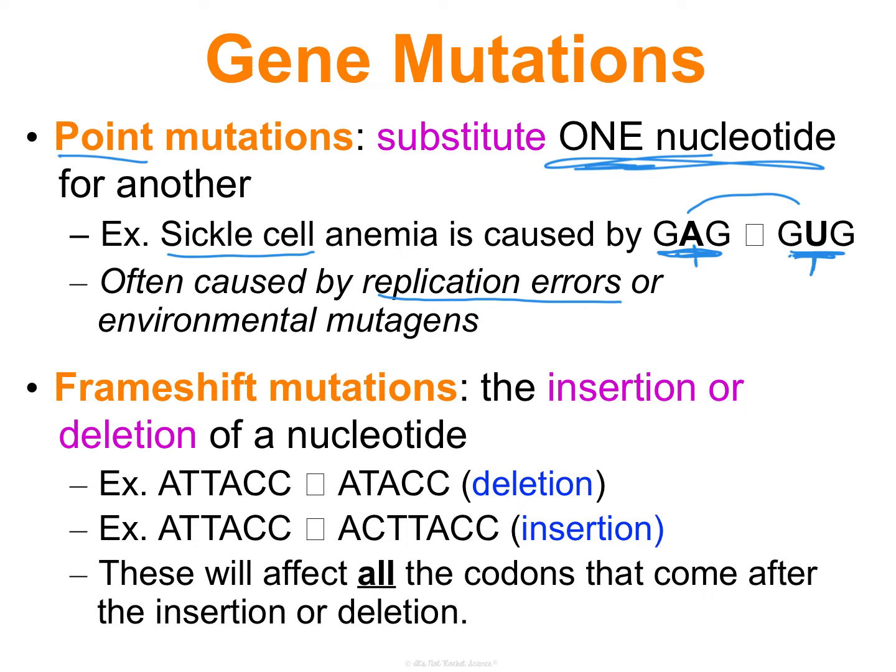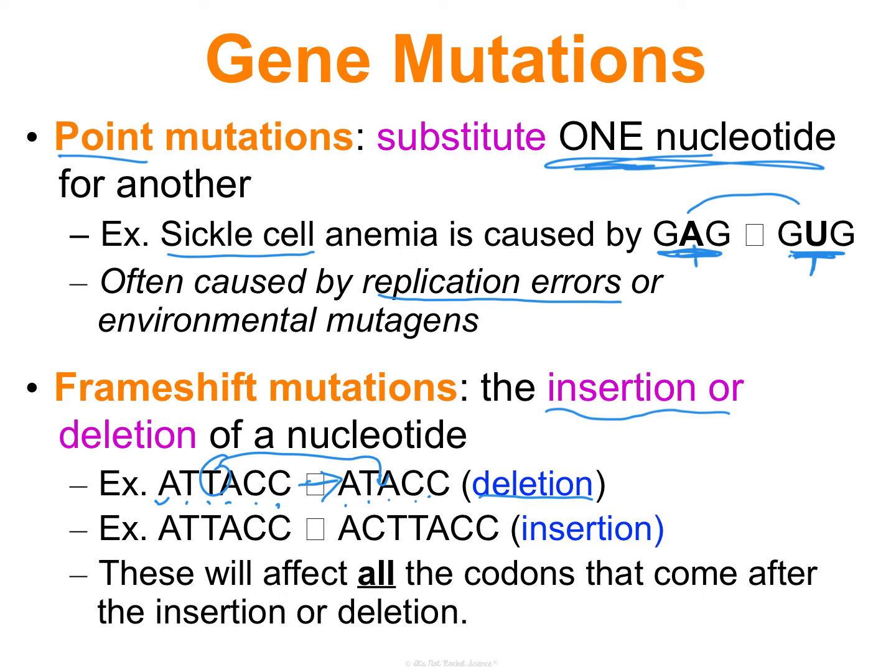Now, frameshift mutations, that's when we have a letter or two or three, these nucleotides, that are actually inserted or deleted from an entire section or an entire nucleotide. So an example here would be if I have ATTACC, and then my new gene sequence here would be ATACC. We can see that this T right here has been removed.